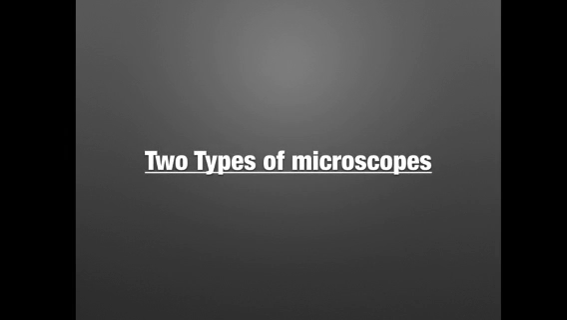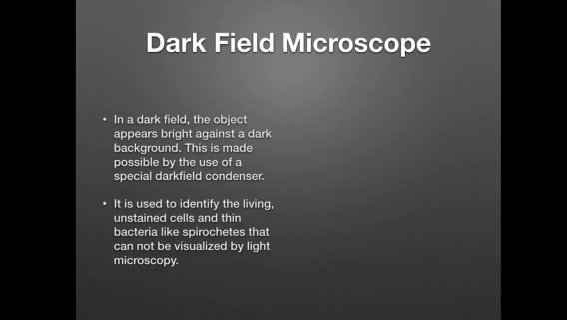Now we're going to talk about two specific types of microscopes. First type is the dark field microscope. The dark field microscope is used in a dark field where the object on the microscope lens is bright with a dark background. This is made possible by a special kind of dark field condenser that is put in the microscope. This dark field microscope is used to identify living unstainable cells and the thin bacteria-like spirochetes that cannot be visualized by any light microscope.